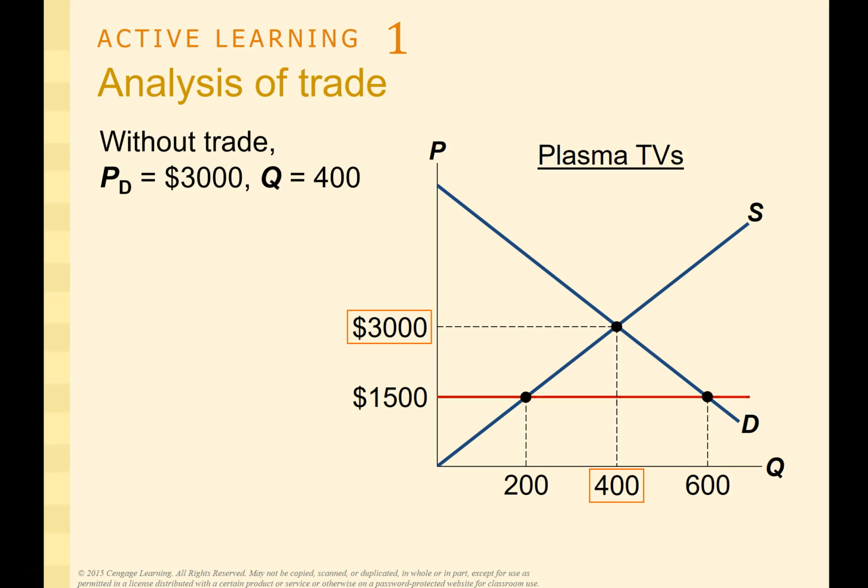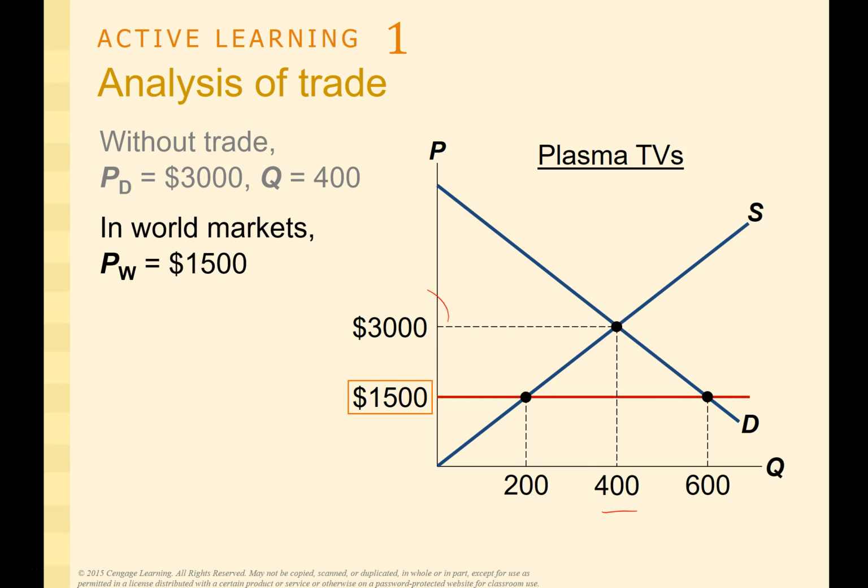So what we just looked at before is what we would call the welfare effects of trade. Here's a country that produces plasma TVs. You can see they've given you some information here. The domestic price and quantity are $3,000 is the equilibrium price, 400 plasma TVs. In the world market, we can see that the world price is $1,500.